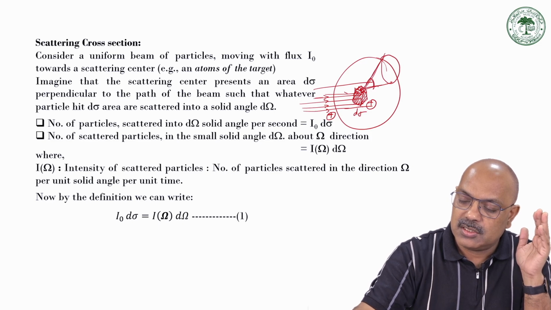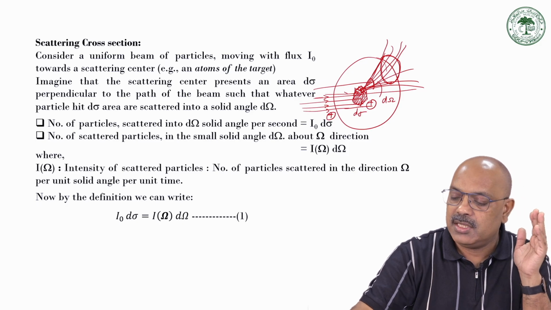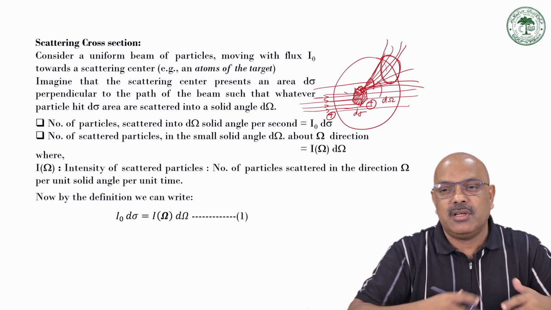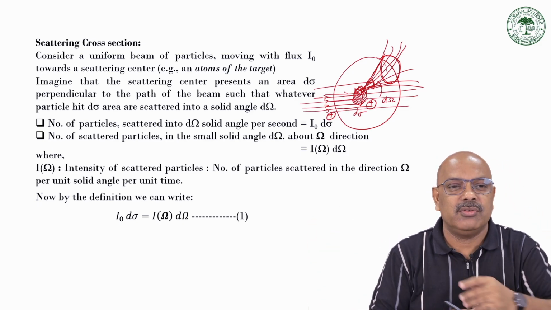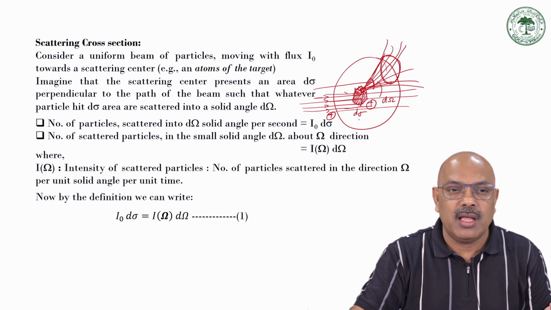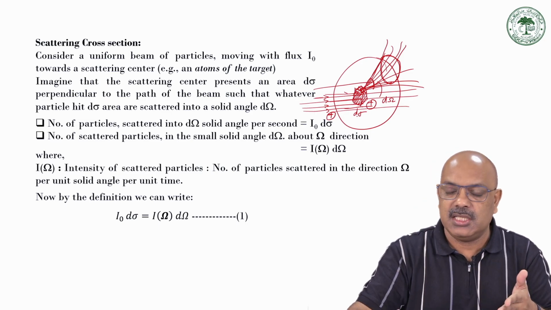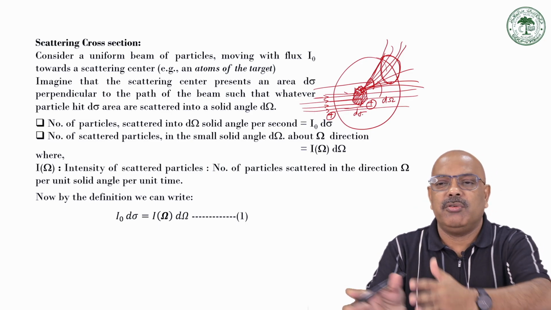So this is going to be my d omega. This is going to be scattered into some solid angle from here and here and here, whatever the direction it is coming from, these initial directions. So these are going to be scattered into some solid angle. What we are imagining is that the scattering center presents an area d sigma perpendicular to the path of the beam, such that whatever particle hits the d sigma is scattered into a solid angle.